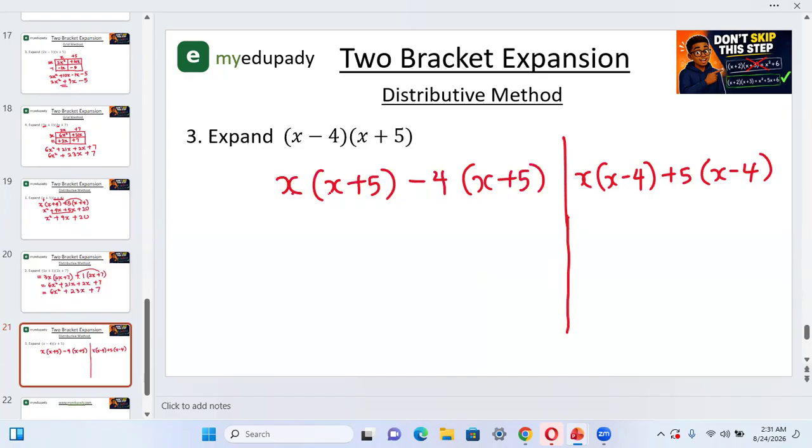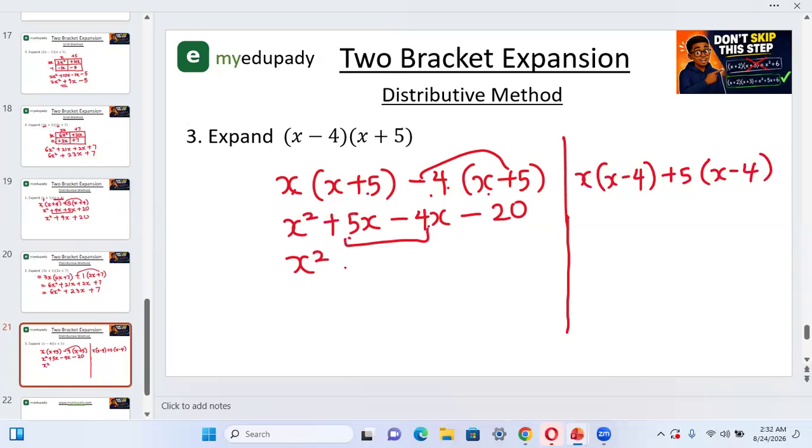So x times x will give us x squared, plus x times 5, that is 5x. Then minus 4 times x will be minus 4x. And minus times plus is a minus, 4 times 5, that is 20. So this will be x squared plus 5x minus 4x. That will give us plus 1x, which is the same thing as x. So this will be x, then minus 20. And ta-da, we have our answer.